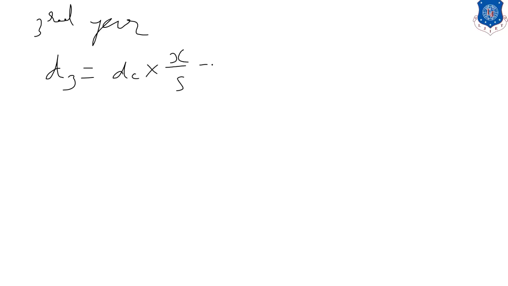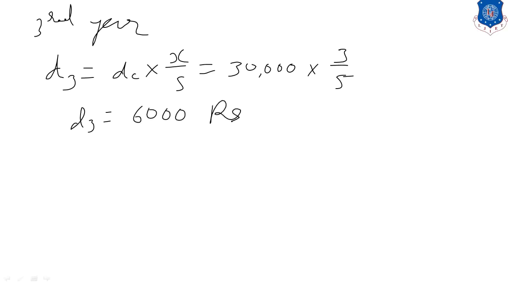Now let's talk about the third year. We have to calculate for the third year, fourth year, and fifth year. So let's calculate for the third year. For the third year, first we have to find out the depreciation amount, represented by D3. D3 is equal to DC multiplied by X upon S, where DC is the depreciable amount, which is $30,000, multiplied by the remaining years for the third year, which is 3 upon 5. So by calculating this, we'll get D3 is equal to 6,000 rupees. So this is the depreciation for the third year.